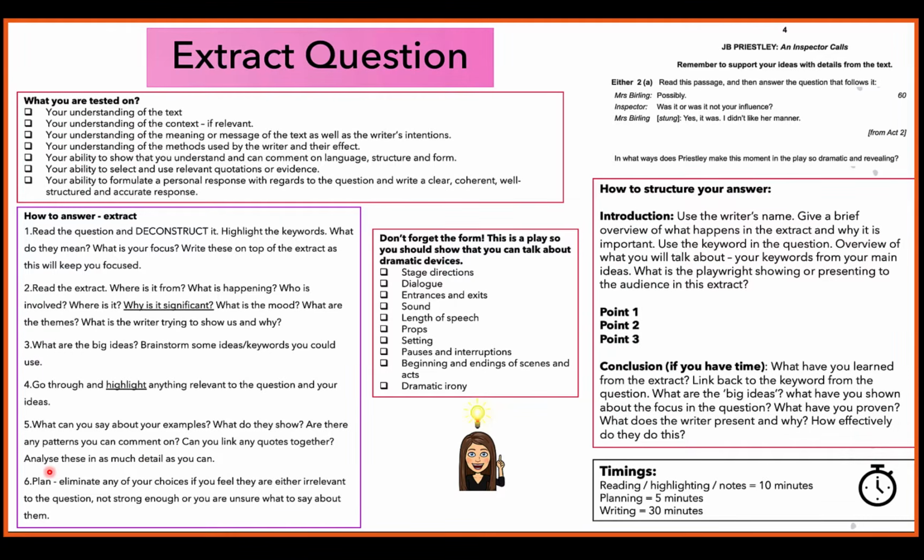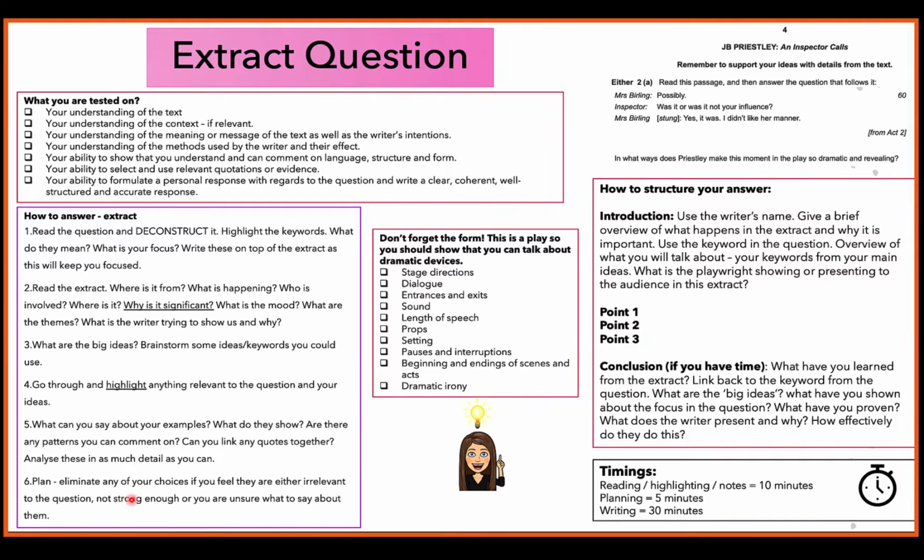And then just do a final plan. This is where you look at all of your notes, all of your highlights, and all of the ideas you've got from up here. Think, okay, what do I actually want to say? What's going to formulate my essay? What am I going to use in the body of my essay? Then you can eliminate anything that you don't feel you could use, or that's irrelevant to the question, or that's not strong enough for you to comment on, or you look back at it and think, well, I've highlighted this, but I don't actually know what I would say about it.